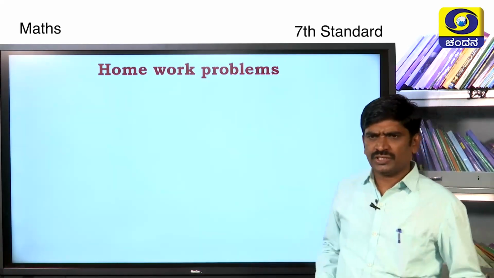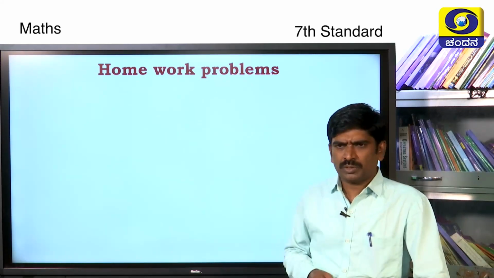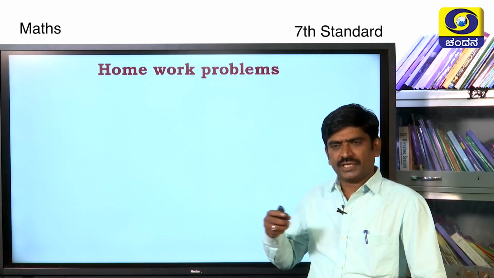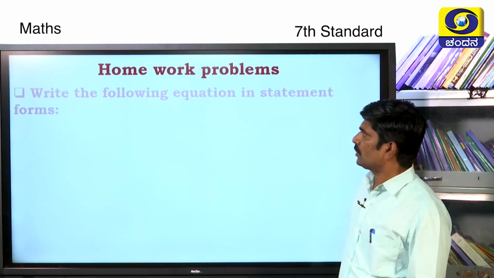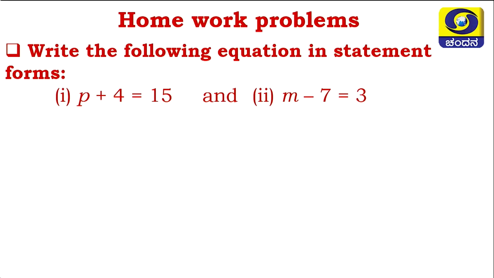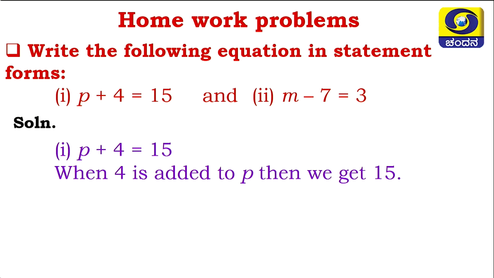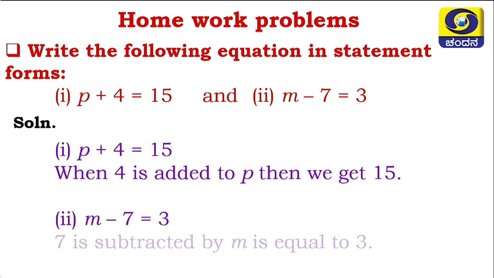Before we go to the second session, we solve some homework problems. I think you have done them, so check them with your teachers or your parents. First, some equations are given here in statement form. First one: p plus 4 is equal to 15. When 4 is added to p, we get 15. Very good. Second one: m minus 7 is equal to 3. That is, 7 subtracted from m is equal to 3.